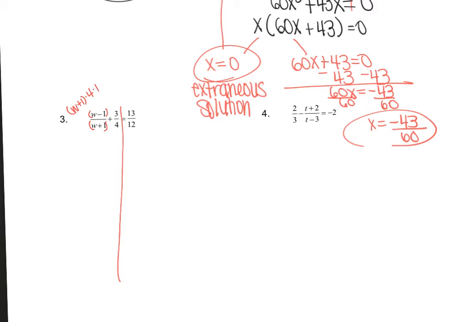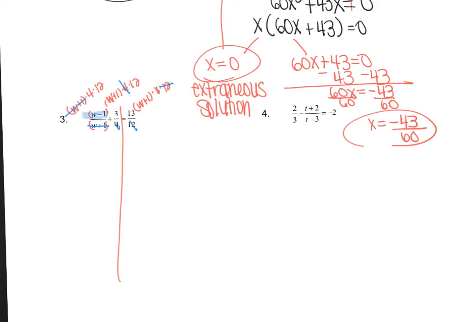4 and 12, w plus 1, 4 and 12. What cancels? So we have w plus 1, 4 and 4, 12 and 12. Okay, what's left?